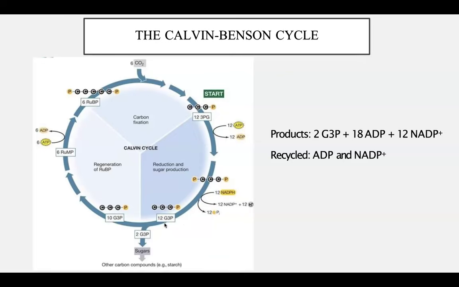On the exam, they can use 2 out of 12, but 2 out of 12 as a fraction can be simplified to 1 out of 6. So they can say 1 out of the 6 G3P becomes sugars. The remaining 5, or in this case 10 out of 12, go back into the cycle to produce RuMP, which then becomes RuBP again.